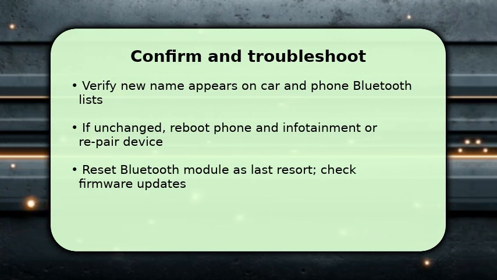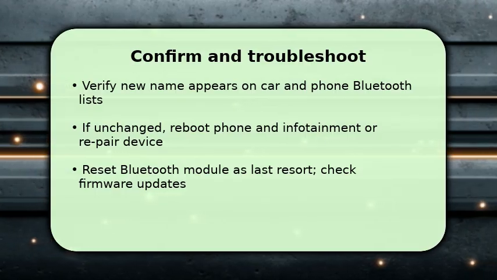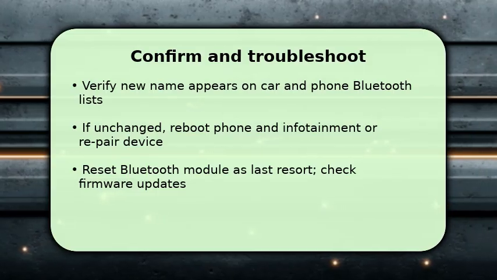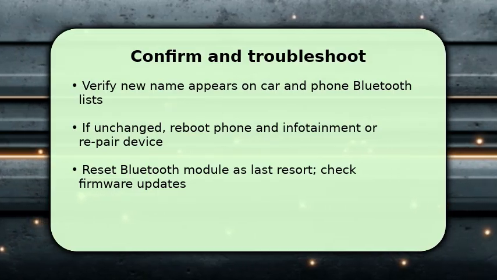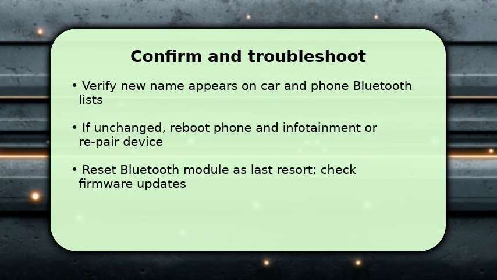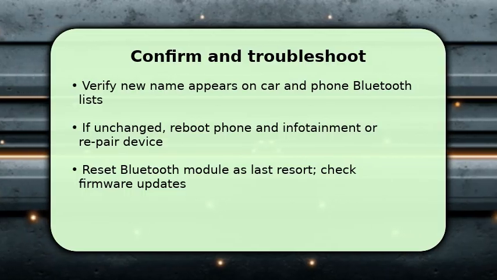If the name didn't change, disconnect and unpair, then restart the phone and infotainment and pair again. This often forces a refresh. Make sure software/firmware is current if renames fail repeatedly. If problems persist, reset the car's Bluetooth module or consult the owner manual. This clears cached entries but is rarely needed as a first step.